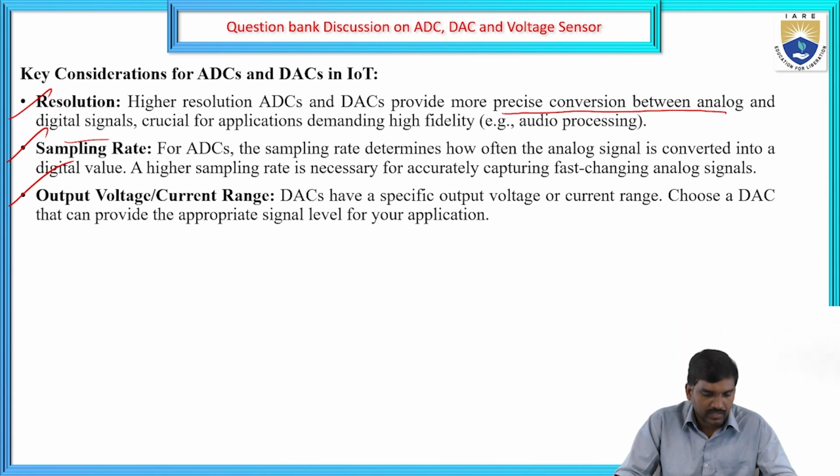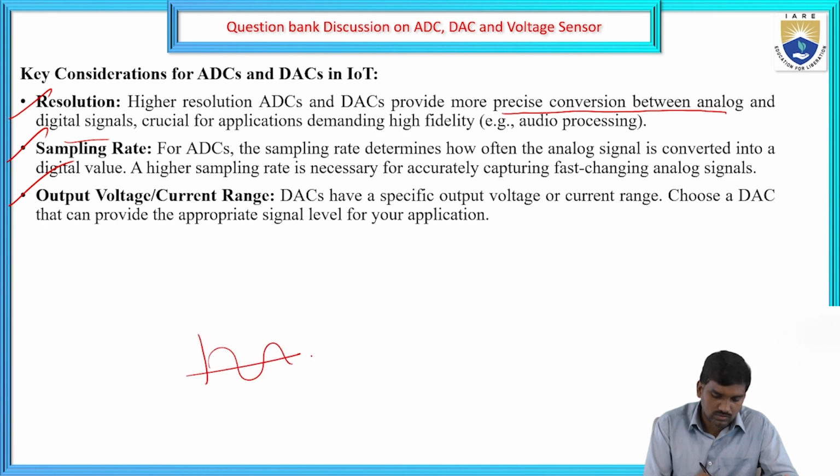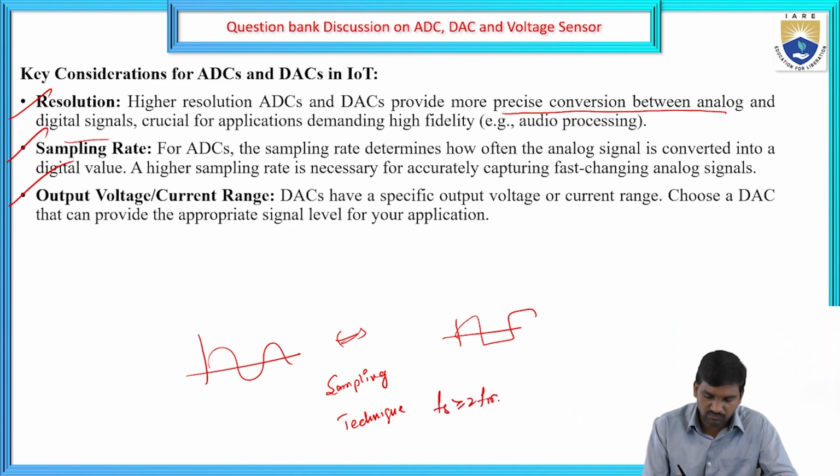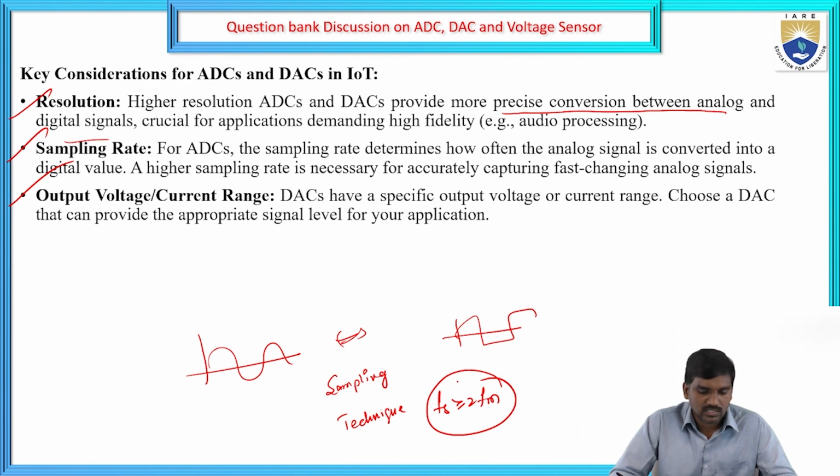Example, audio processing. And for sampling rate, as I already told, in order to convert an analog signal into a digital signal, we use one technique, that is the sampling technique. Fs is greater than or equal to 2fm, the condition for converting analog to digital. The sampling rate determines how often the analog signal is converted into a digital value. A higher sampling rate is necessary for accurately capturing fast changing analog signals. That is the main thing you have to remember in sampling rate, the key consideration to convert an analog signal into a digital signal.